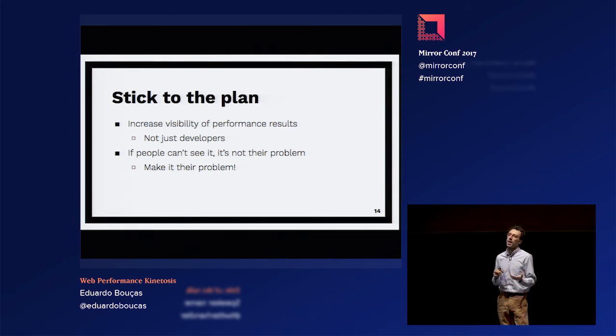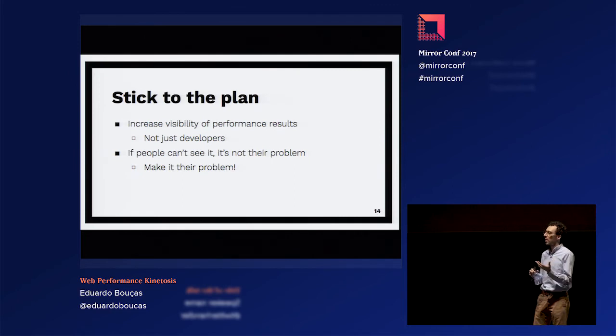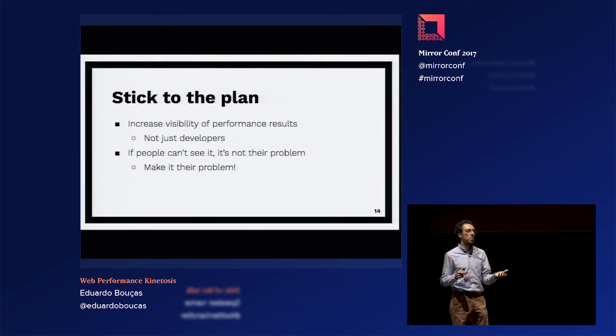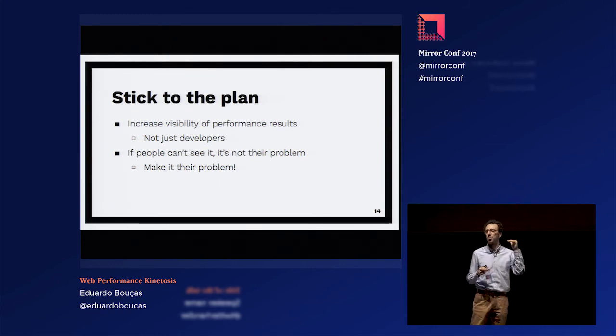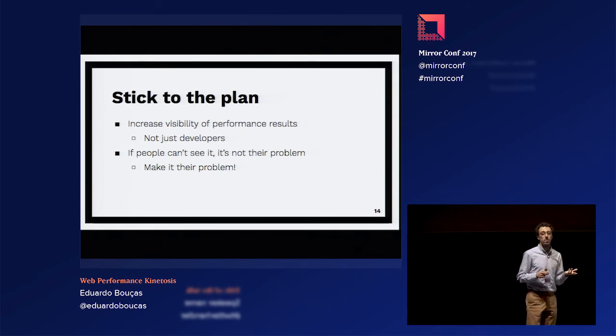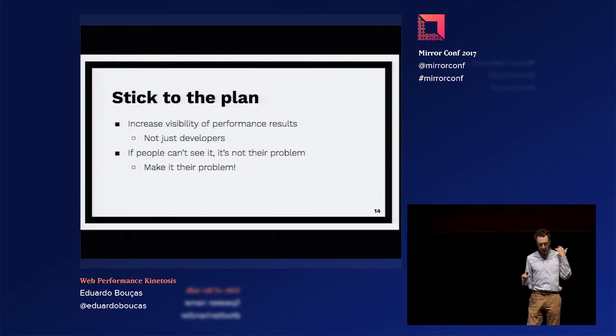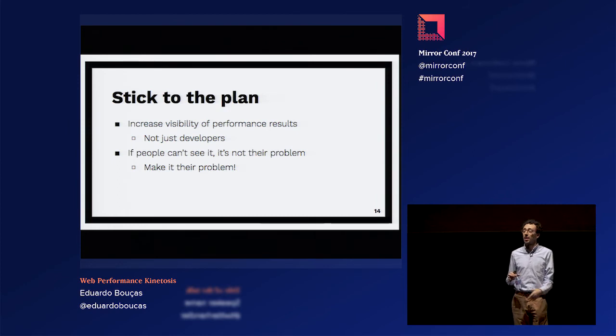And so at the end of the day, we developers are the only people with access to performance data, and we are the only people that will have access to how well we're doing in sticking to the plan that we defined earlier. And that's something that we need to change. We need to involve everyone, because if the other people in the organization don't have easy access to this information, it's not their problem. And we want to make it their problem.